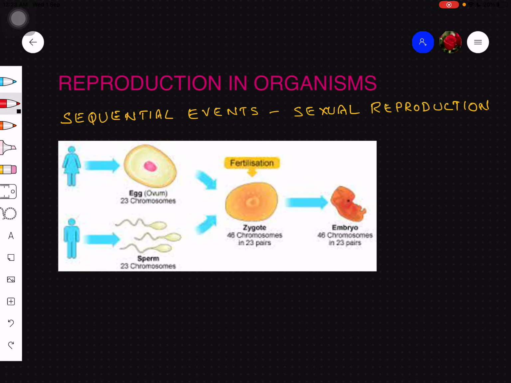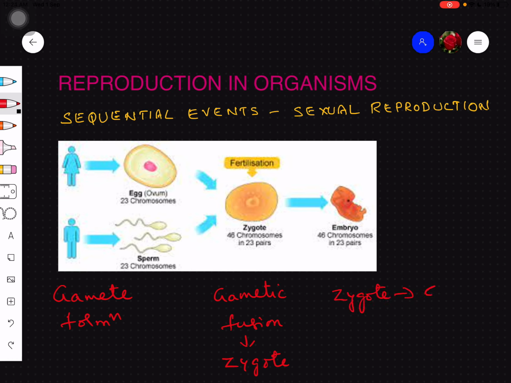So we all know that in sexual reproduction, there are 3 sequential steps. One is gamete formation, number 2 is gametic fusion, which leads to formation of the zygote, and number 3, the zygote develops into an embryo, and the embryo further develops into a new individual, right?